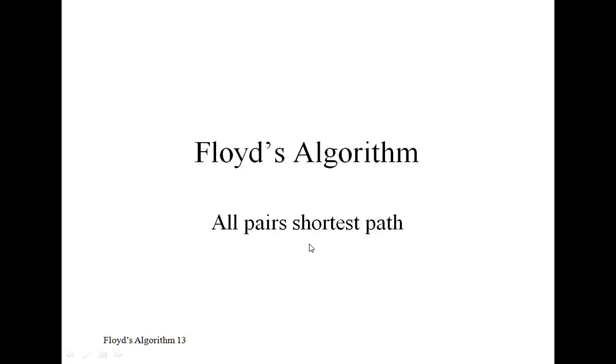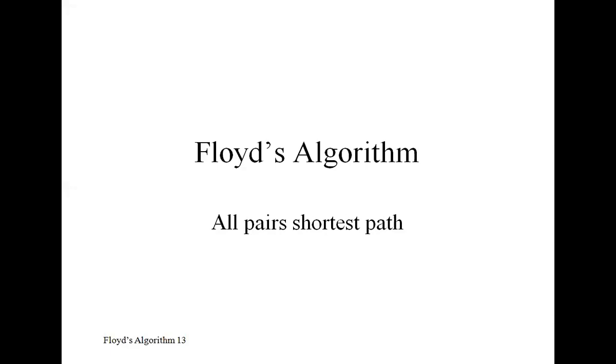In Dijkstra's algorithm, we have used single source shortest path in a greedy algorithm. So this single source shortest path finds the shortest path from one vertex, which we can call the source vertex, to the destination vertex. But in this case, we are considering the all pairs shortest path problem. That means from every vertex to every other vertex, we are finding the shortest path.